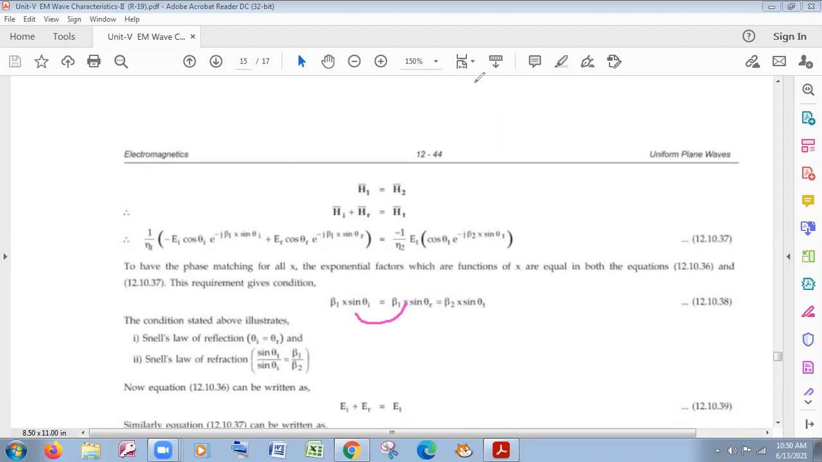When you compare beta 1 x sin theta I is equal to beta 2 x sin theta t, you get Snell's law of refraction, sin theta t by sin theta I is equal to beta 1 by beta 2. Got it, my students? Up to this, we completed in the last class. Now we can find the reflection coefficient and the transmission coefficient.